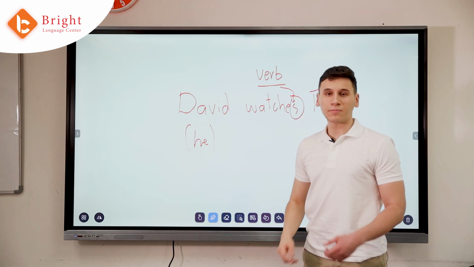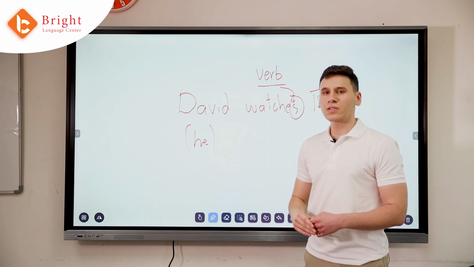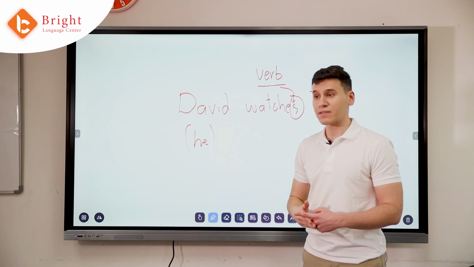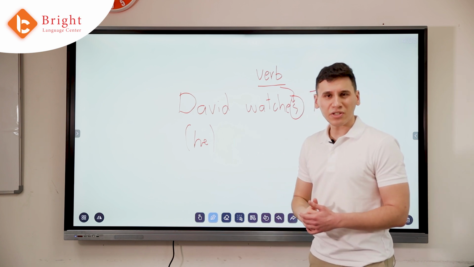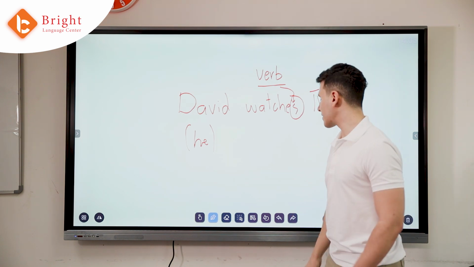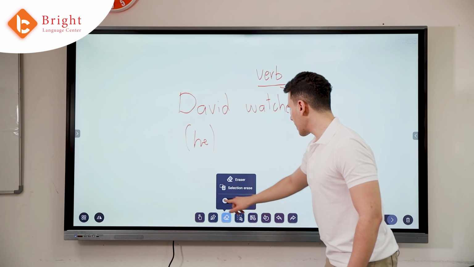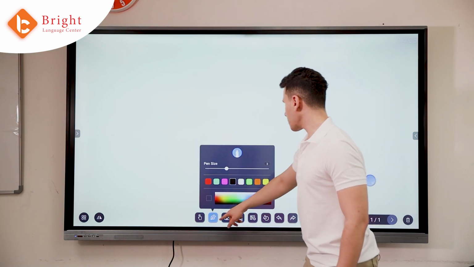So that's how you use the present simple to make affirmative sentences. But actually, you can also use the present simple to make negative sentences. For example, David watches TV. Does David always watch TV? What about Robert? Maybe he doesn't watch TV. So how can we write about that? Well, the rule is as follows.